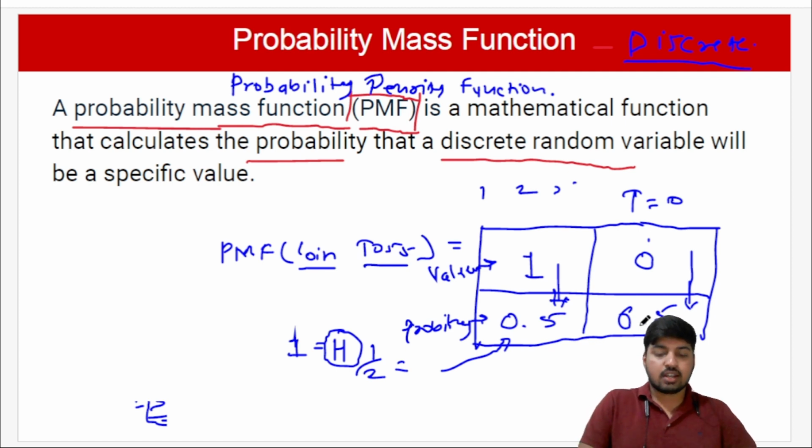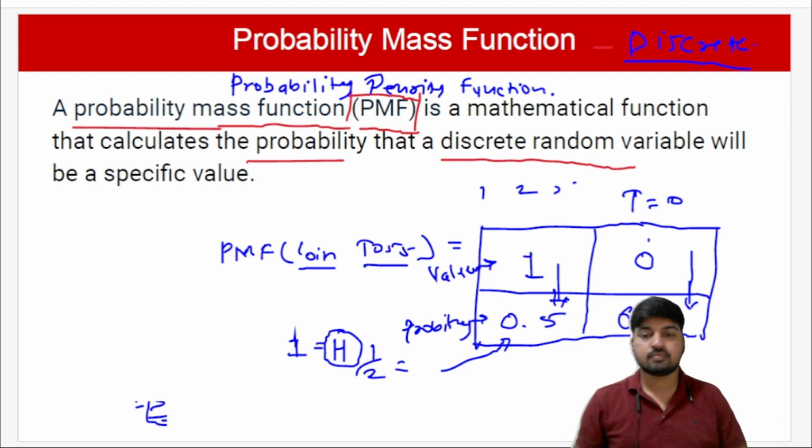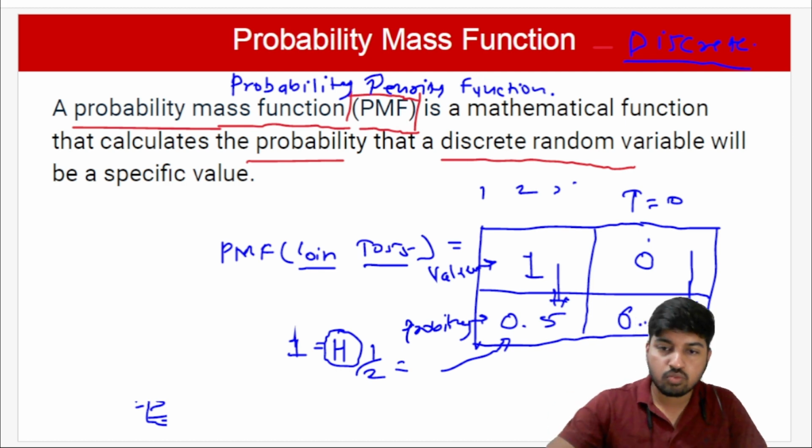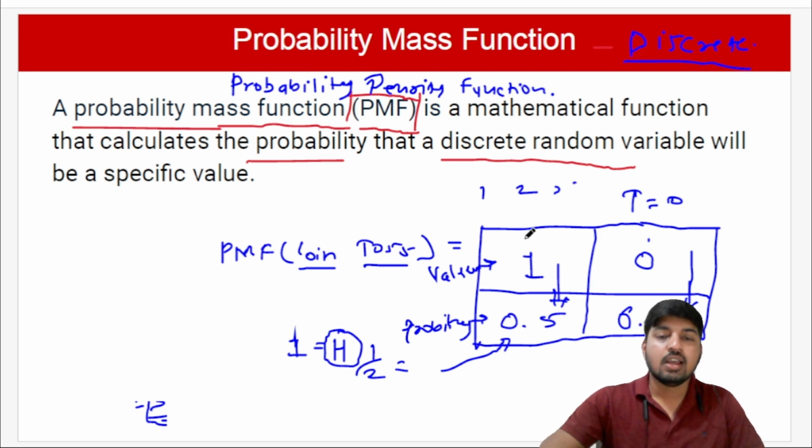Are you clear about the probability mass function? Is it clear? Yeah, not that much. Can you explain it in Hindi? For those, I can explain in Hindi.